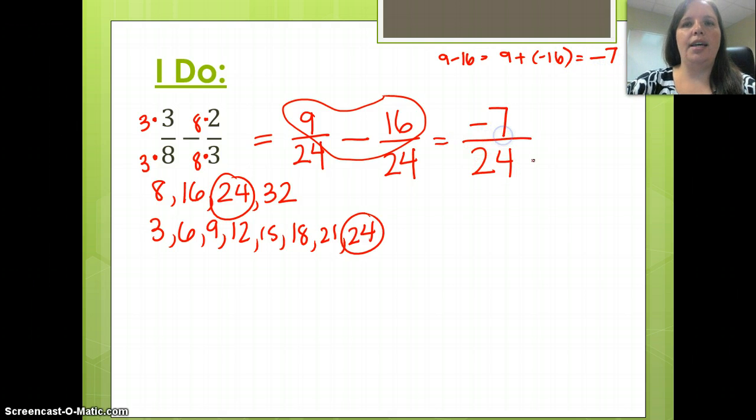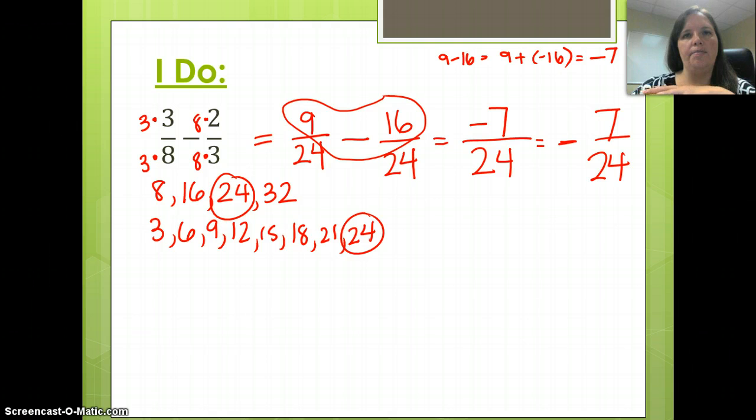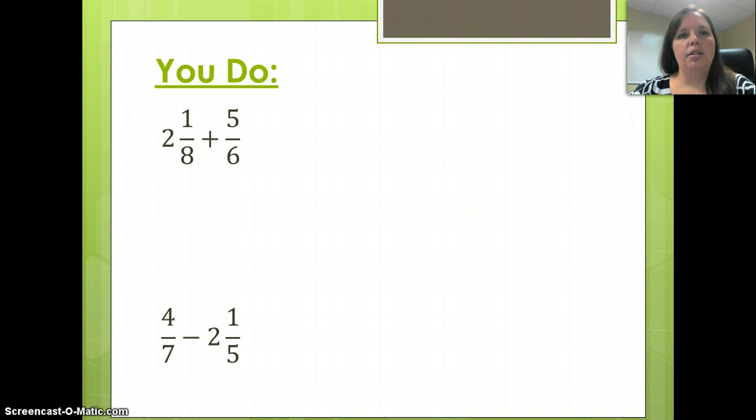So negative 7 over 24, which you can also write with the negative sign out front. They're saying the exact same thing. So there's my example. Now you try.